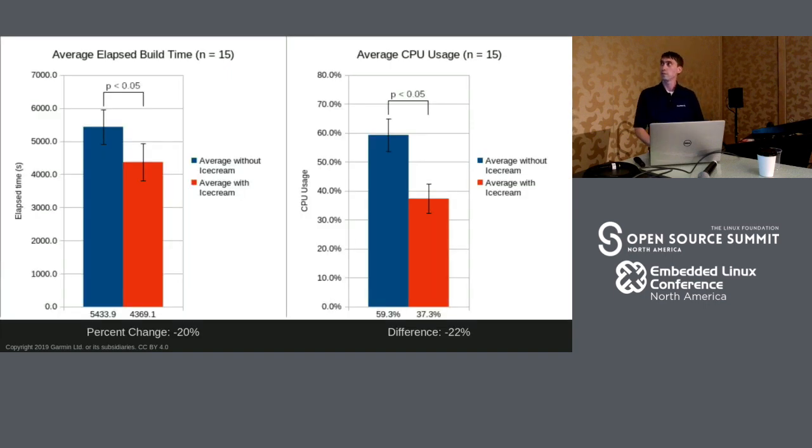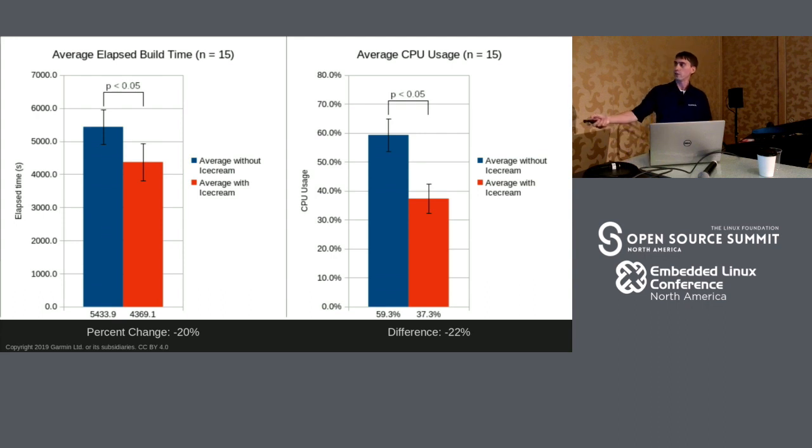We can also look at the average elapsed build time and average CPU usage over those 15 builds. For the average elapsed build time, there was a reduction of 1,100 seconds, approximately, a 20% change. The CPU usage had a 22% reduction. It's important to note that this is actually the straight difference between these two columns and not the percent change, because I think it's weird to take the percent change of something that's already a percentage.